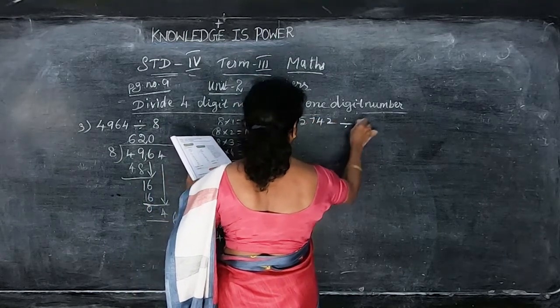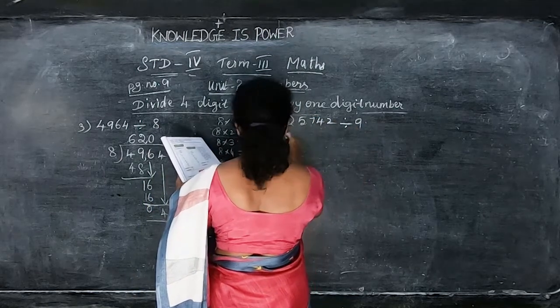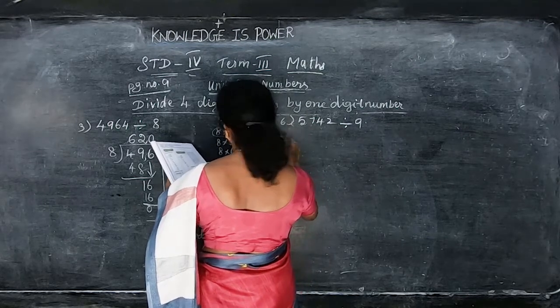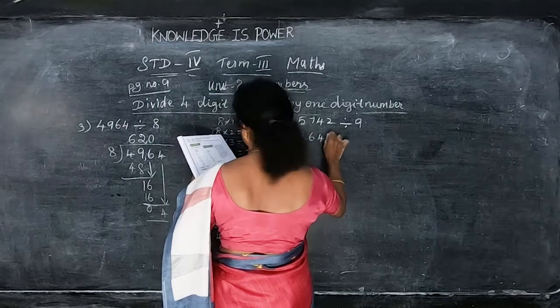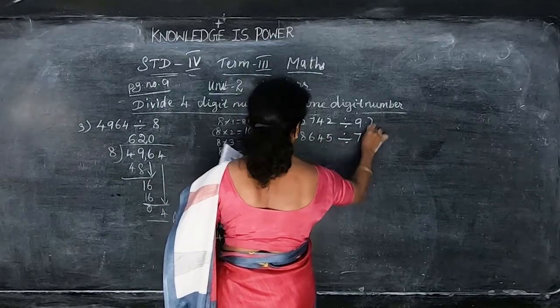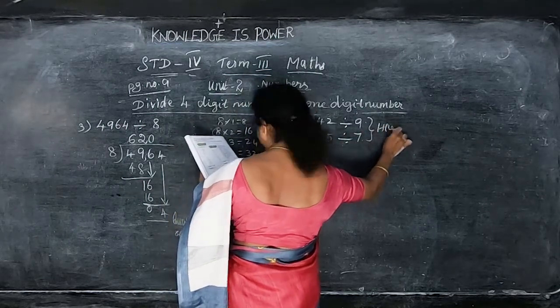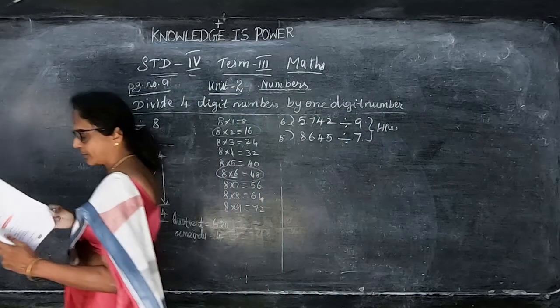5742 divided by 9. So these are the sums I am going to give you for homework. 8645 divided by 7. These two are the homework sums. Okay children.